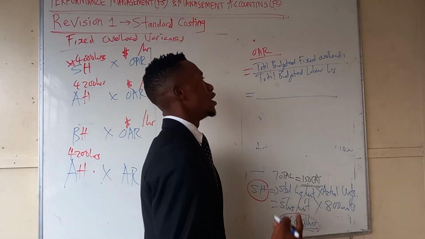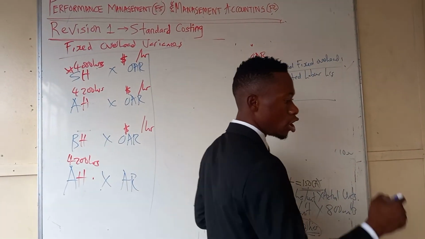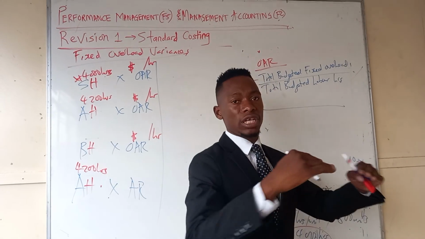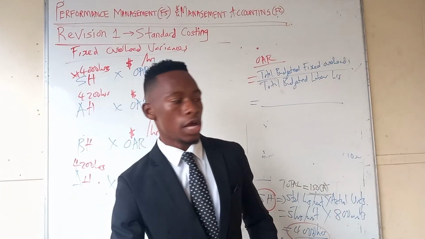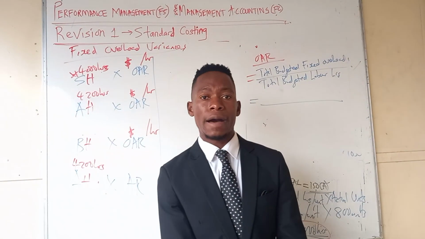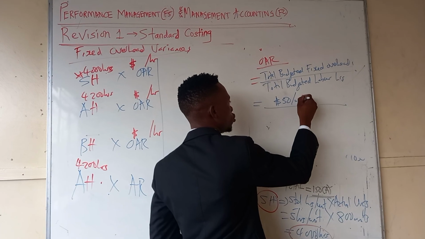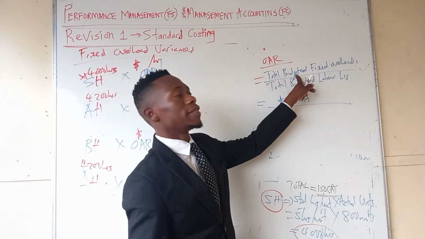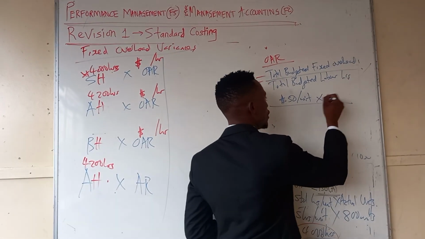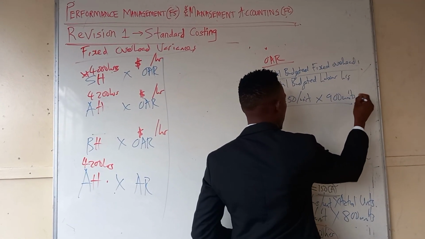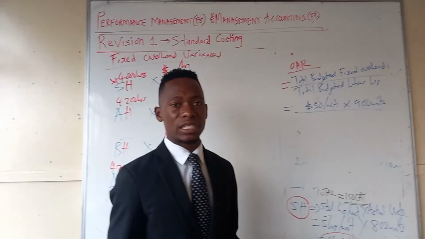I'm not given it in total, but they've given me the fixed production overhead of 50. Because if you read the heading, they said the standard cost for 1 unit, meaning the following costs are per unit. So I am given the fixed cost of $50 per unit. Since it's budgeted, I have to multiply by the budgeted units, which is 900 units, right? Then the denominator, I'll divide with the total budget labor hours.